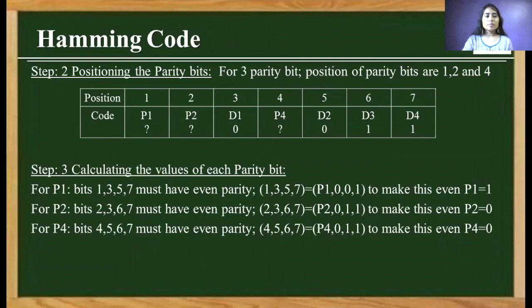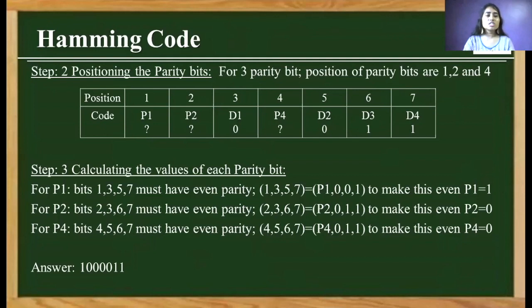For P4, bits 4, 5, 6, 7 must have even parity. So let's check 4, 5, 6, 7. At the fourth location we have P4. At the fifth location we have 0. At the sixth location we have 1. At the seventh location we have 1. Now to make this combination even, we have to select the value of P4 equal to 0 to satisfy this even parity condition. So this is how we get the values of P1, P2, P4, and now we have the message in Hamming code format.